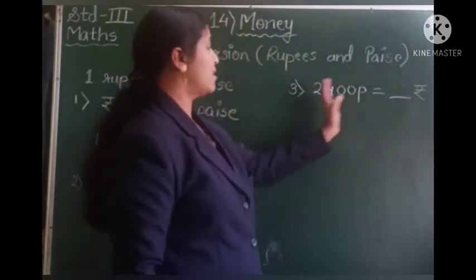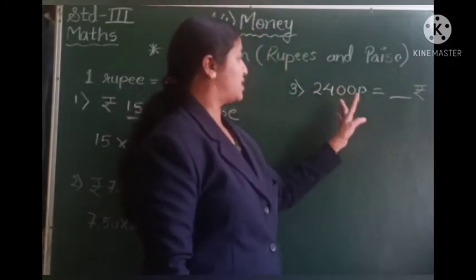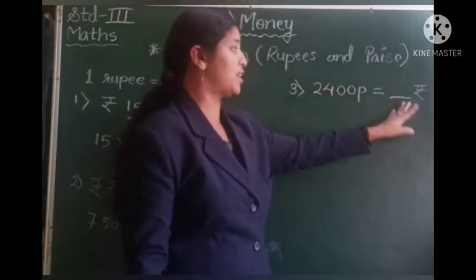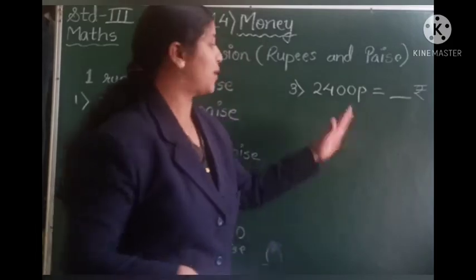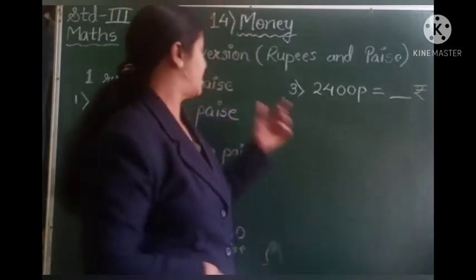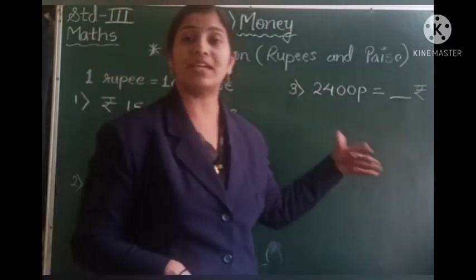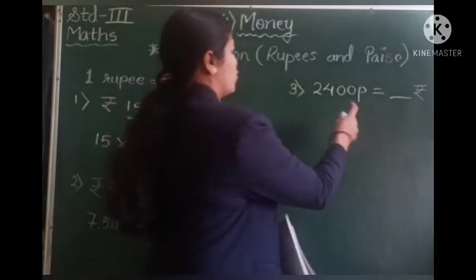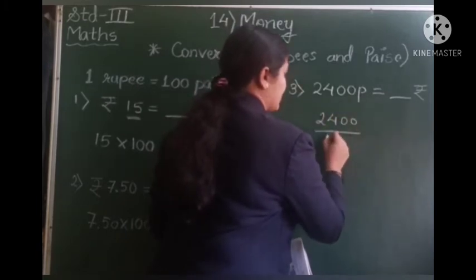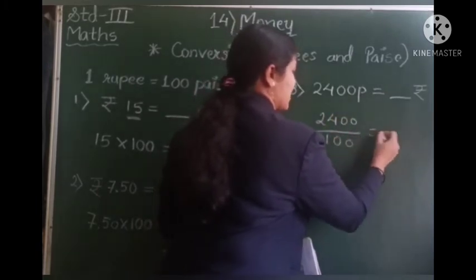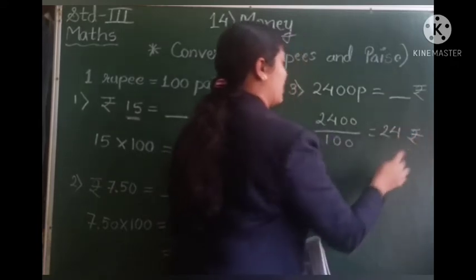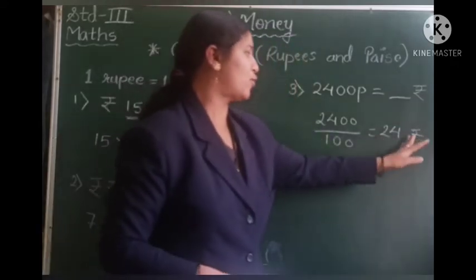When you are finding out how much this paise is equal to rupees, this paise has to be converted into rupees. So you have to divide it by 100. Here we multiplied by 100, so here we will divide it by 100. So when you divide 2400 by 100, the answer is 24. So 2400 paise means 24 rupees.